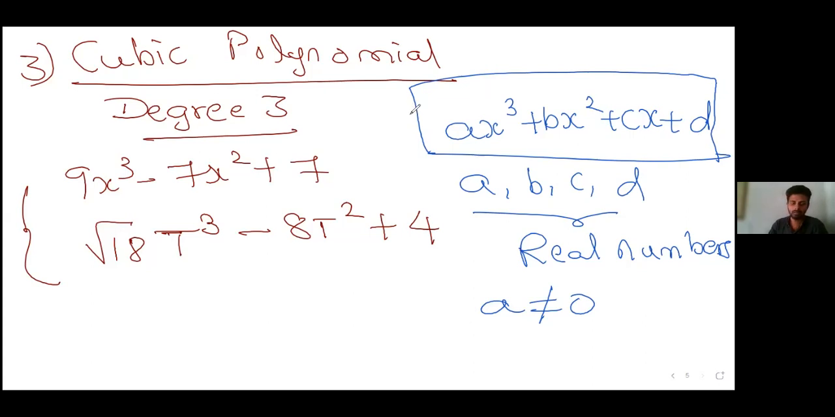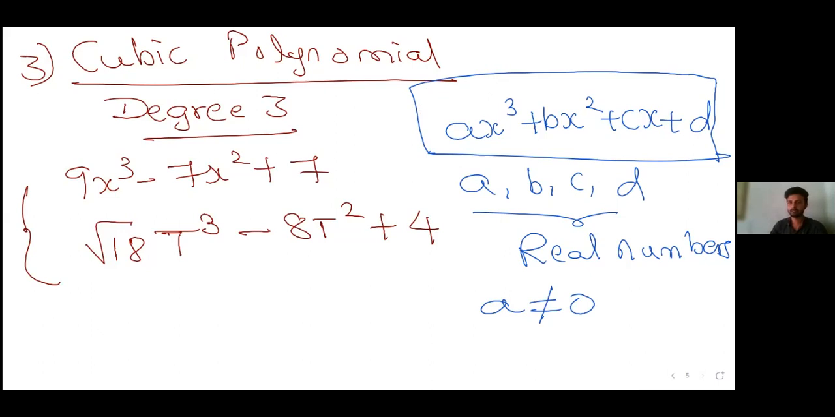So we have three types of polynomials. One is of degree 1, that is a linear polynomial. Second is the polynomial of degree 2, that is called quadratic. And the polynomial of degree 3 is called a cubic polynomial.